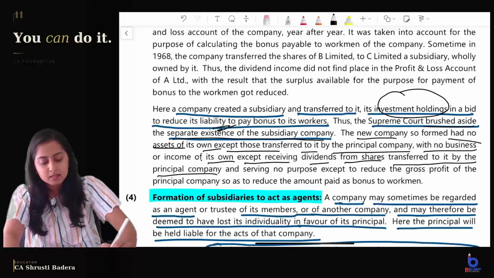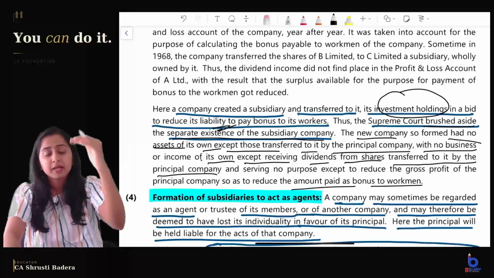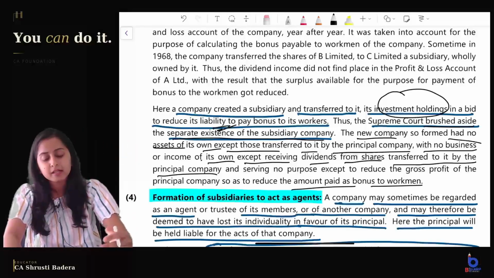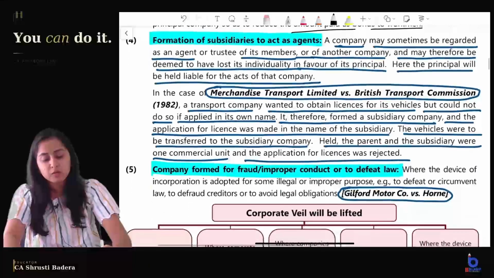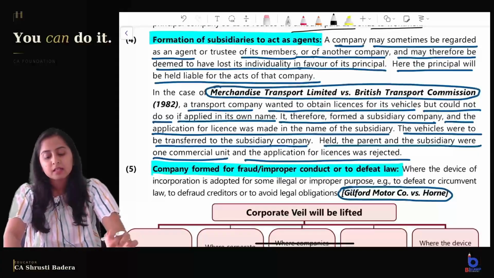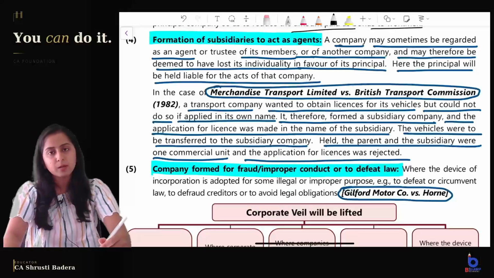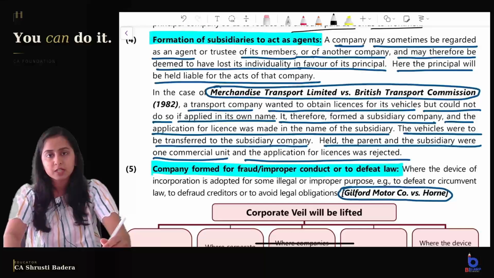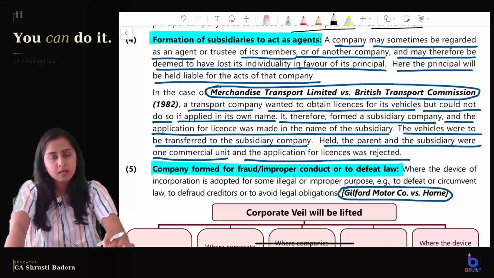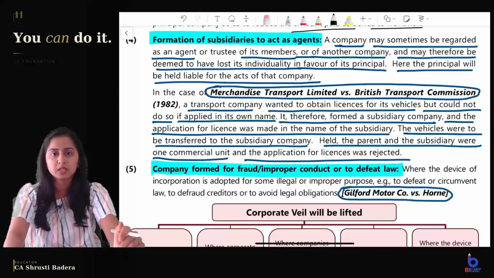And that is the reason the bonus got reduced, because the parent company's profit got reduced, right? So in this case where the company is formed to avoid legal obligation, the corporate status will be brushed aside. Another case where the Merchandise Transport Limited, this company formed, it was a transport company, wanted to obtain license for its vehicles, but there were some defaults because of which the company could not apply in its own name. So it formed a subsidiary company and the application of license was made in the name of subsidiary company.